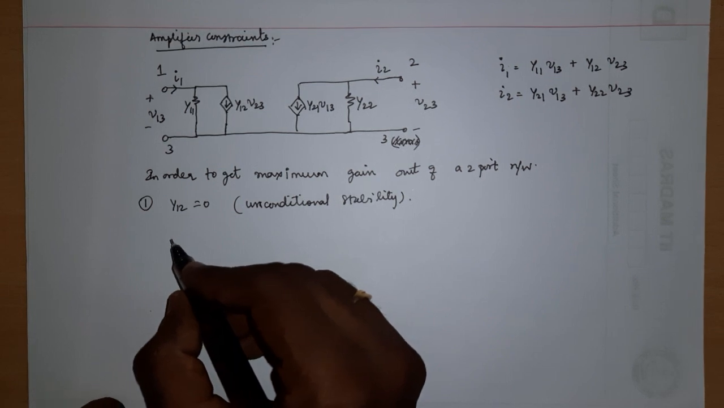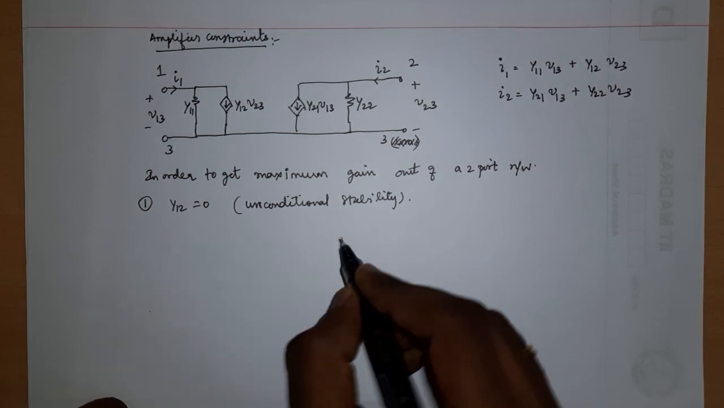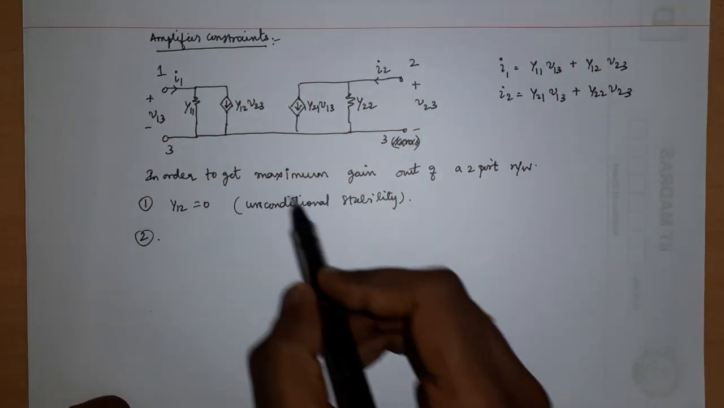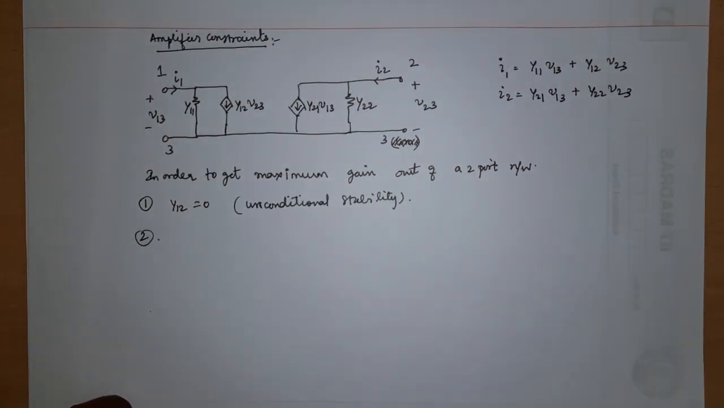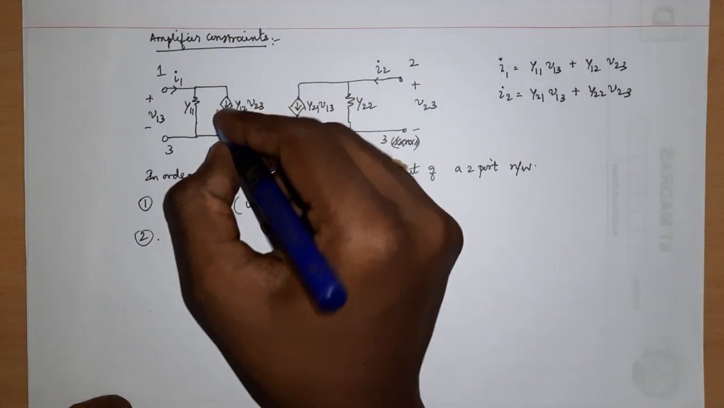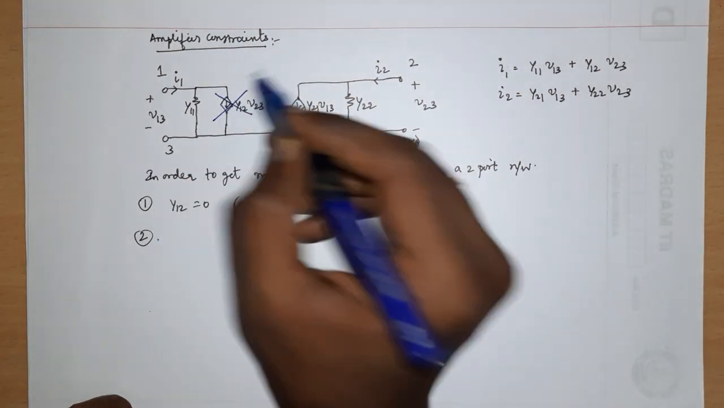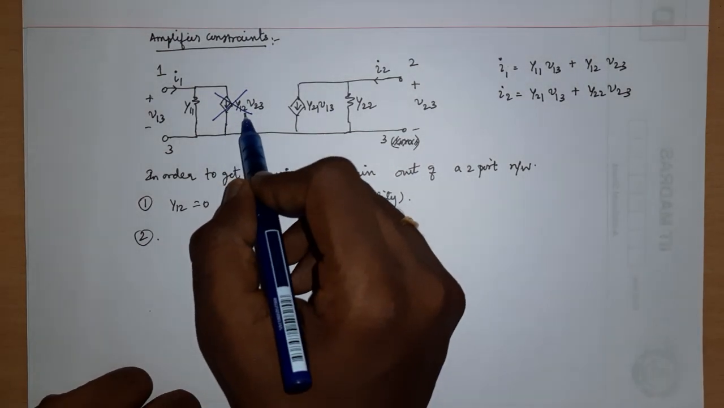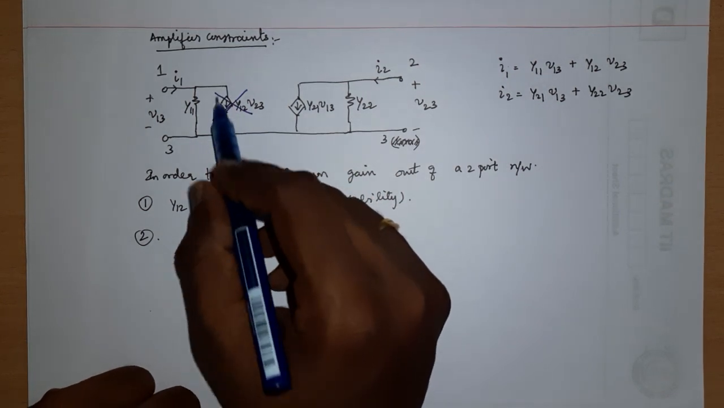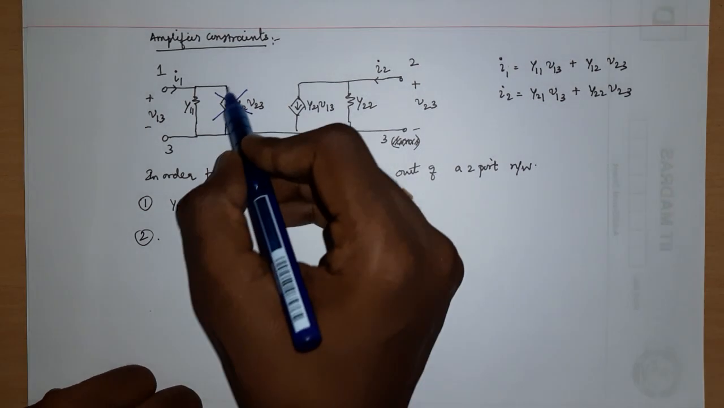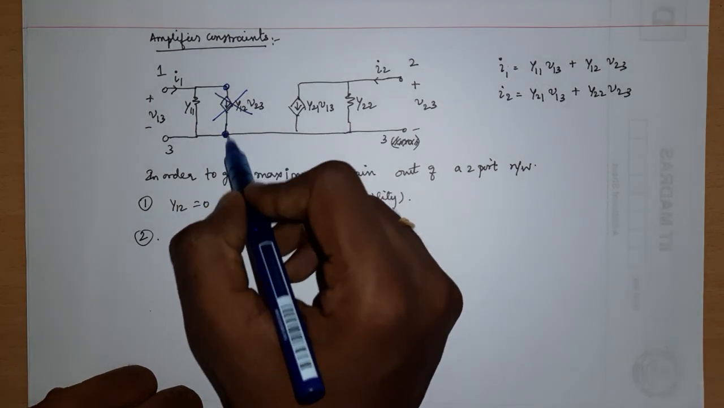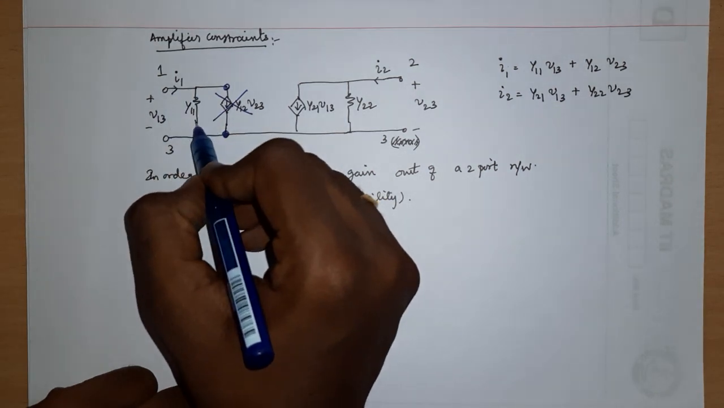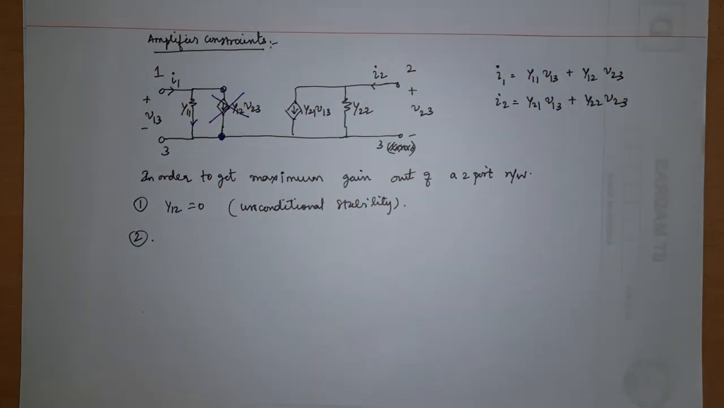So if y12 goes to 0, what is the next thing that you want to do? You see, if y12 goes to 0, the circuit will change something like this. This particular component is not there anymore. This is the meaning of y12 going to 0. So when y12 goes to 0, this current essentially goes to 0. That means this is open, it's not short. So across these two terminals there won't be any current. So all the I1 will flow through y11 only, okay.